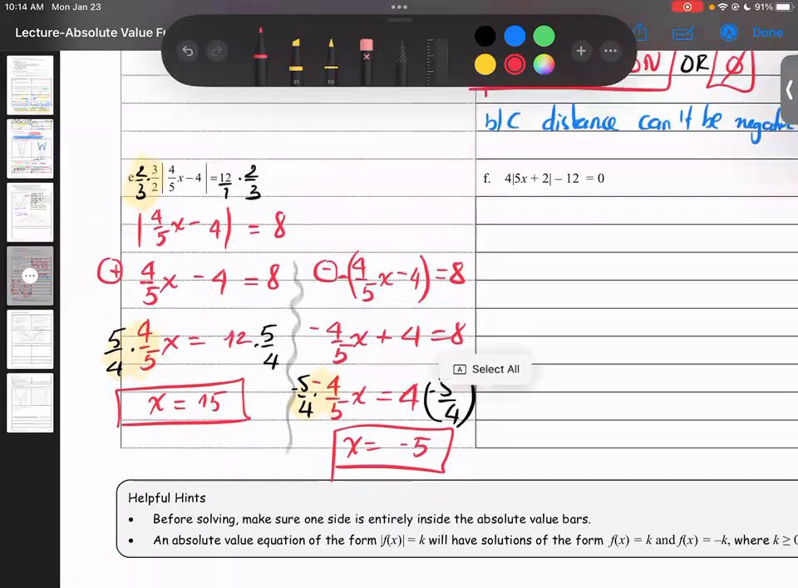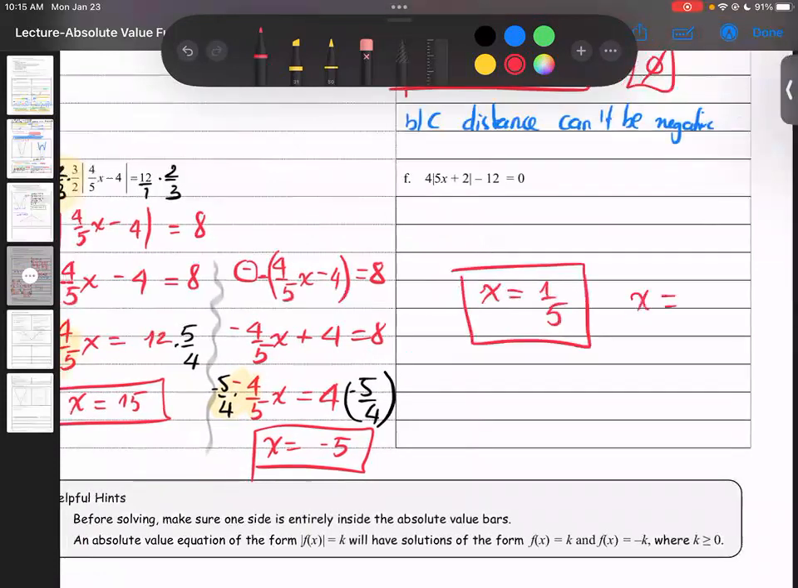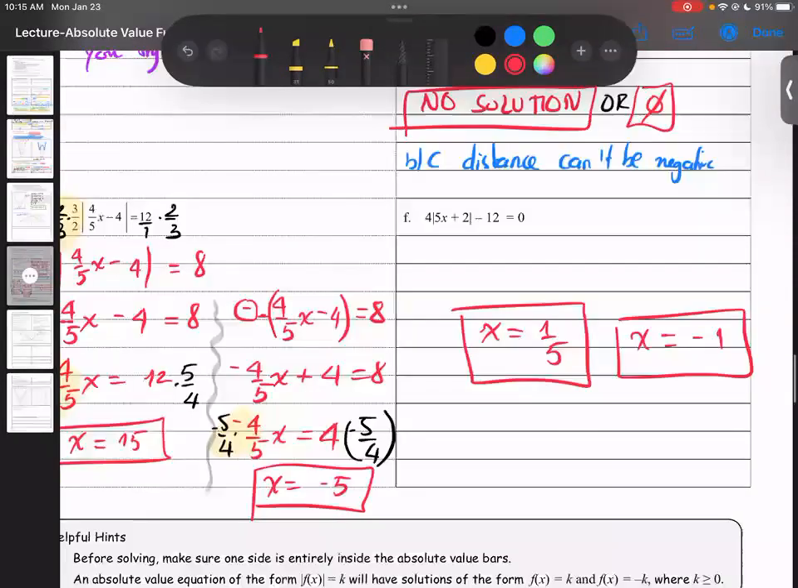For F, you can do it yourself. I'll give you the answer. The answer will be x equal 1/5 and x equal negative 1. Please practice on these. It's kind of similar to B.